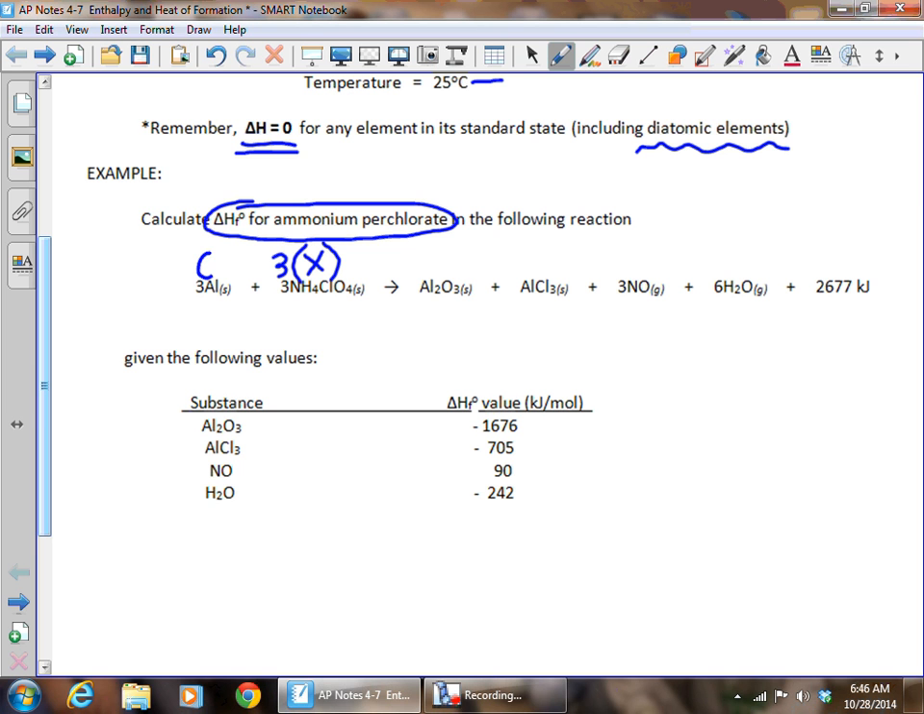Remember that aluminum is 0 because it's a free element. It says down here that aluminum oxide is negative 1676, that aluminum chloride is negative 705, that the nitrogen monoxide is 90, but there are 3 of them, so make sure you multiply that by 90, and that water is negative 242. 6 of them, so 6 times negative 242.